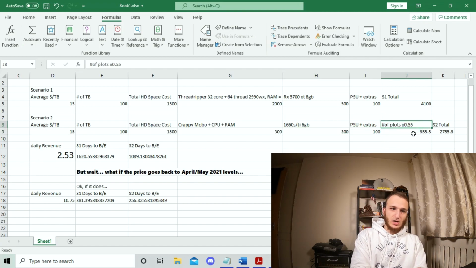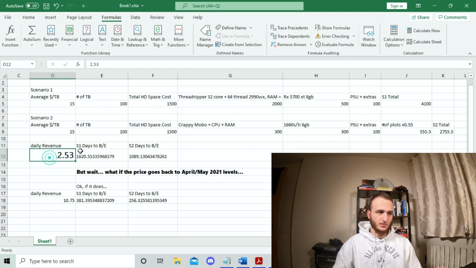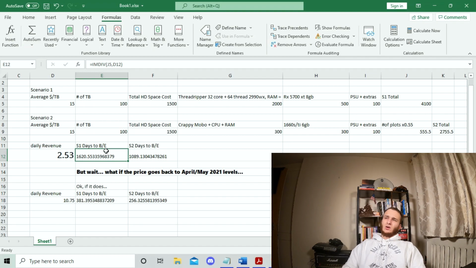And so as we took the calculation before, this brings it to $2,755, right? So now we can start calculating how long it will take to break even. All you have to do for that is take your projected daily revenue and divide the total cost by the total daily income, and that gives you 1,620 days.